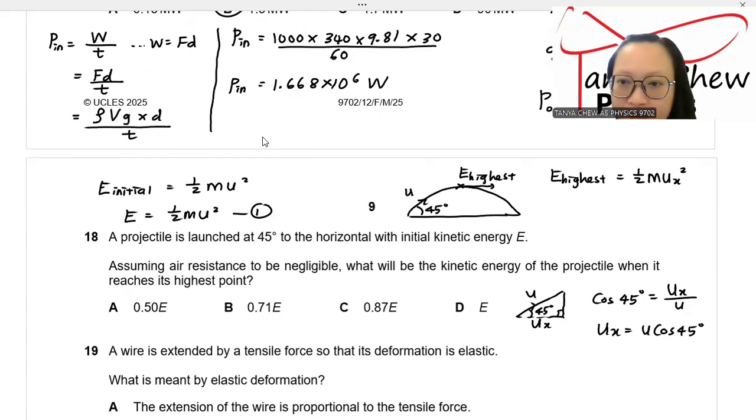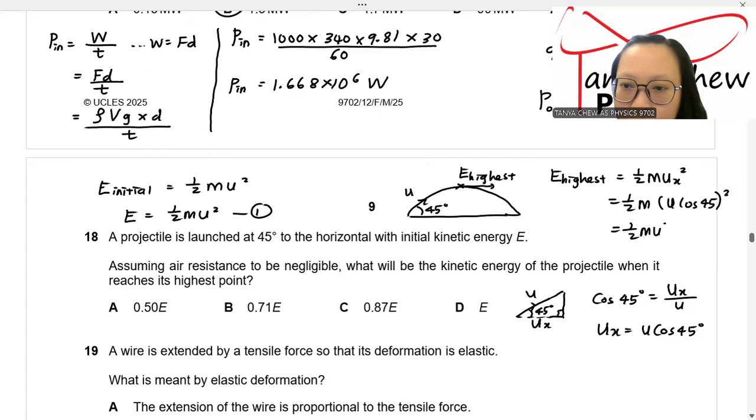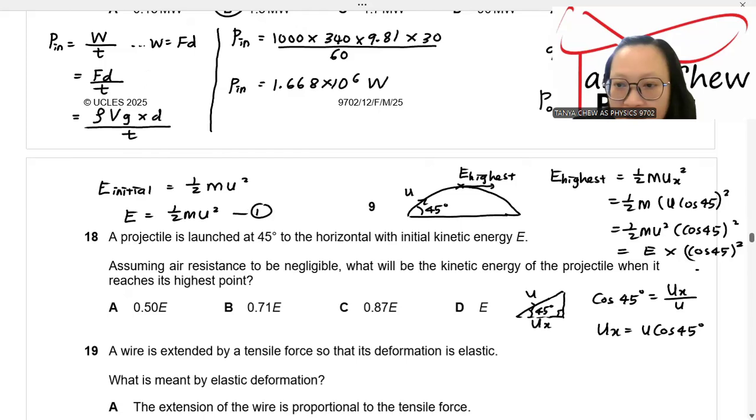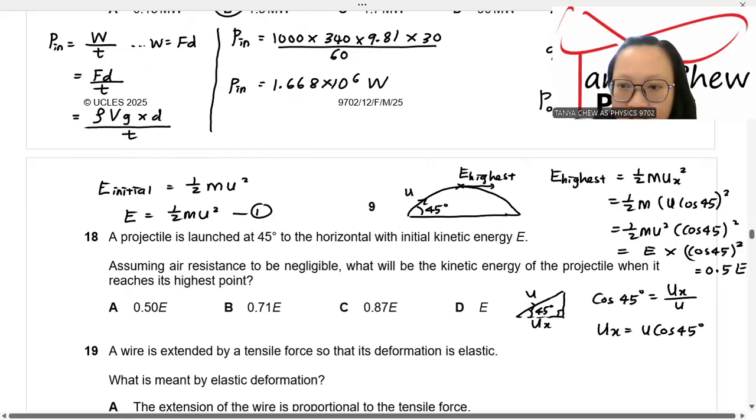So E at the highest is half m u cos 45, and you have to square it. So when you square it, I get half m u squared times cos squared 45. Half m u squared is E. So E multiplied by cos squared 45. And cos 45, you square it, you should get 0.5 E. So A is the answer.